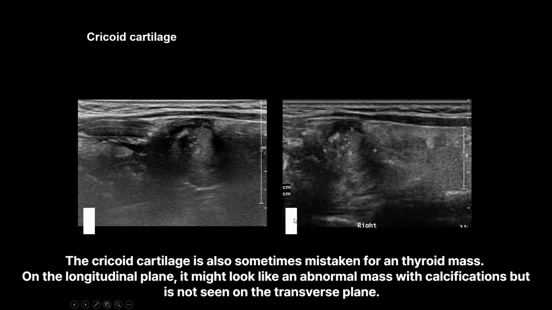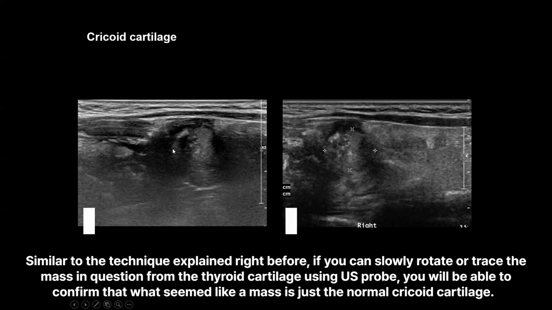The cricoid cartilage is also sometimes mistaken for a thyroid mass. On the longitudinal plane, it might look like an abnormal mass with calcifications but is not seen on the transverse plane. Similar to the technique explained right before, if you can slowly rotate or trace the mass in question from the thyroid cartilage using US probe, you will be able to confirm that what seemed like a mass is just the normal cricoid cartilage.